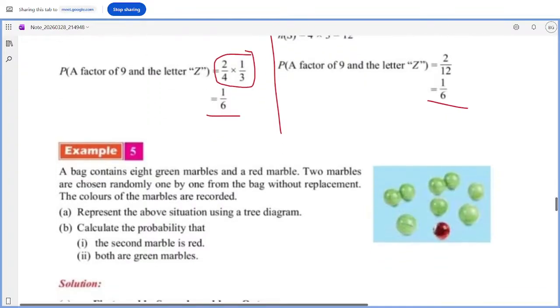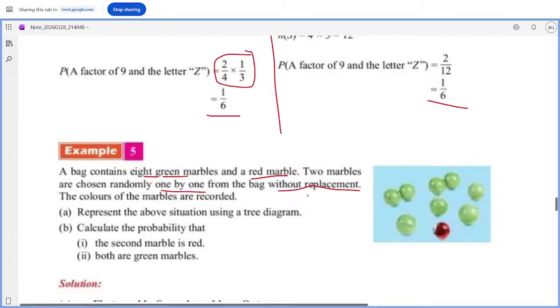Okay, next one. Example 5. Okay, they say there is a bag. It has 8 green marble and also a red marble. And they want to choose 2 marble one by one. Okay, this is the keyword, one by one. Without replacement. Guys, without replacement.